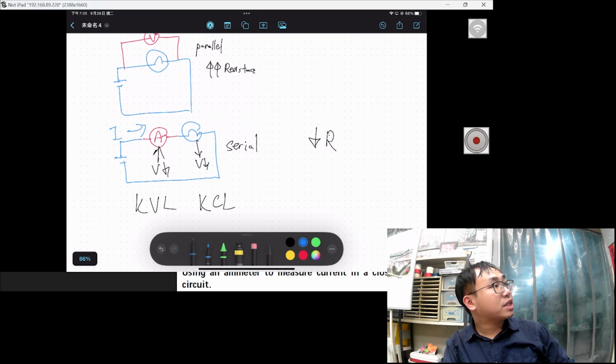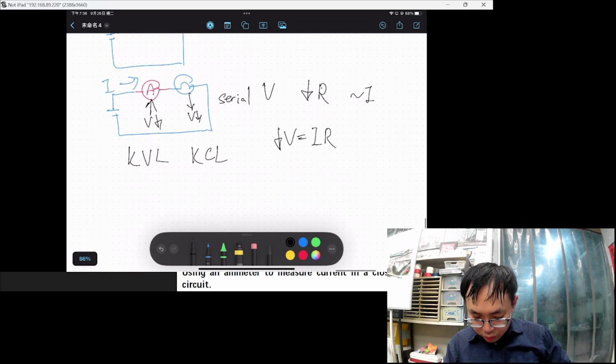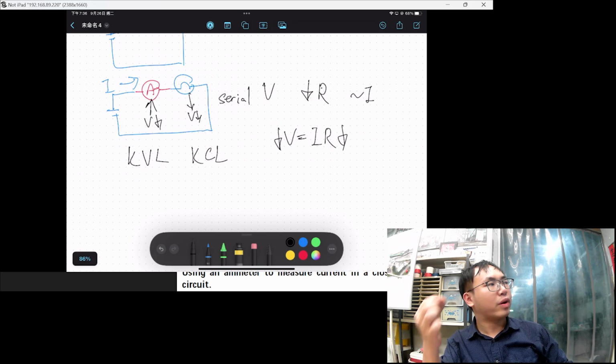So if the resistance is decreased and I is constant, just a minute, E equals I times R, right? So when R decreases, the V will also decrease. So the ammeter will consume a very, very little amount of voltage. Theoretically, the ammeter should have zero resistance, so that it will not consume any voltage.